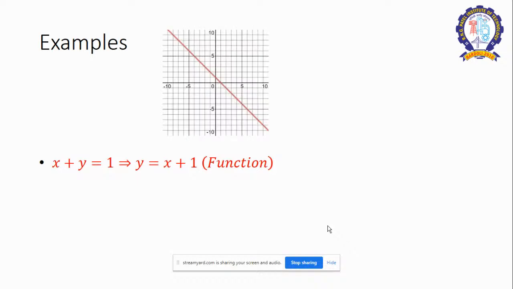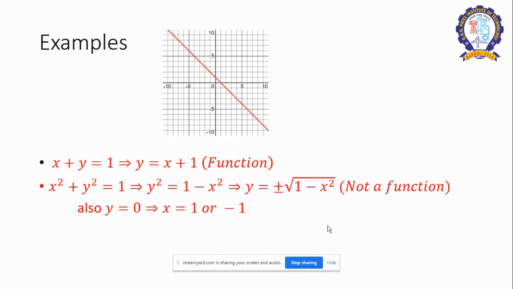So we can just graph it, and it is considered a straight line. Now the second one: x² + y² = 1 gives y² = 1 − x², so y = ±√(1 − x²). We consider this is not a function, because when y = 0, x has two different values, x = 1 and x = −1.